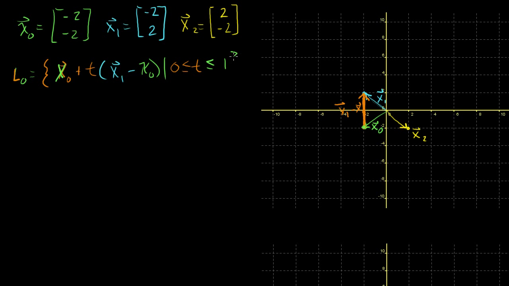What happens when t is equal to 1? When t is equal to 1, this becomes x1 minus x naught. You have an x naught there. This x naught and that x naught cancel out, and you're just at this point right there.